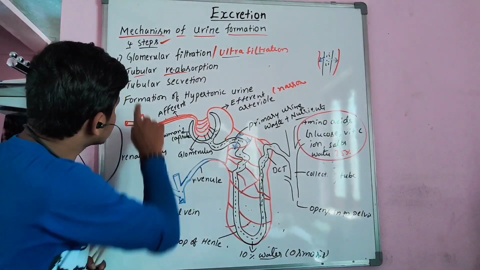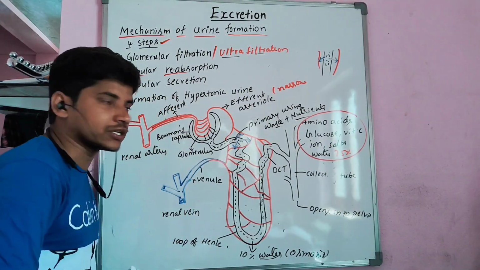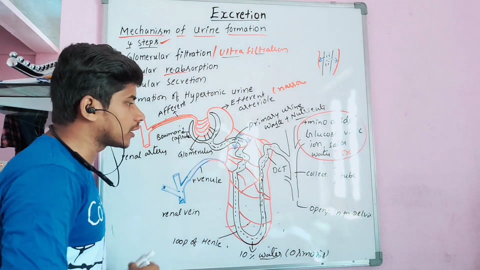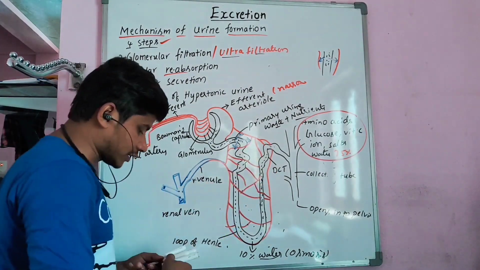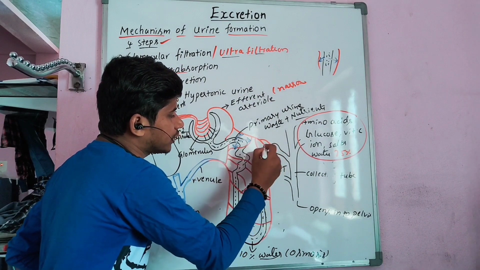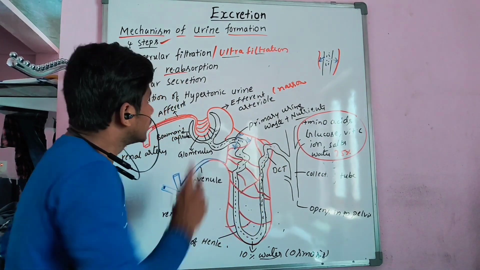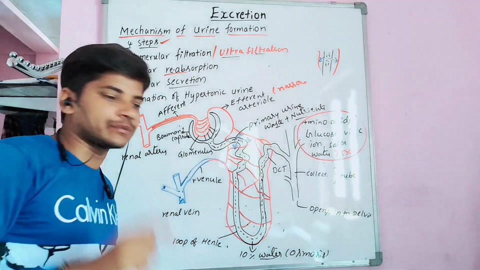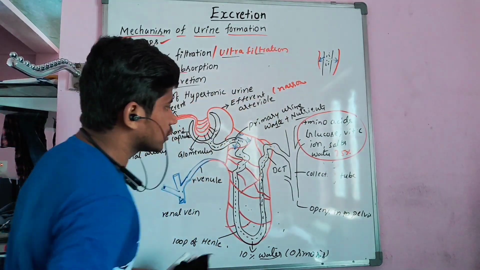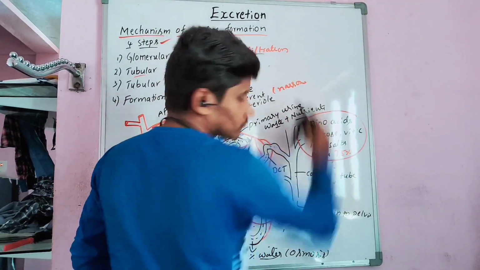It goes to the DCT. Now here the third step, tubular secretion. Secretion means releasing. Here at the DCT, the peritubular network is looping around the DCT also. So here from the blood capillaries, the waste materials, what are they? The waste, only waste here.